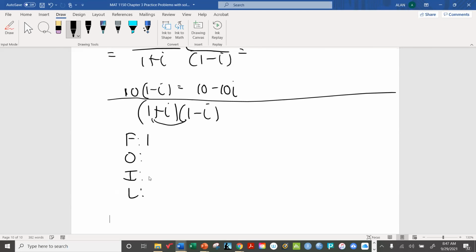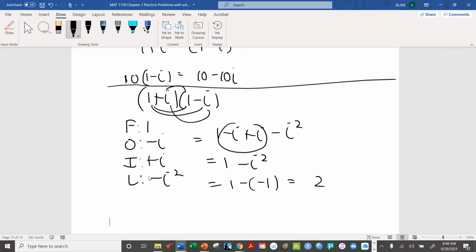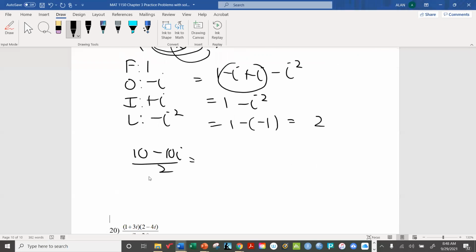One minus i, plus i, minus i squared. Those drop out, so you just end up with 2. So the final result is 10 minus 10i over 2, but you can see that can be simplified further, because this is just 5 minus 5i. So that's one of the simplest ones we've had in a while.